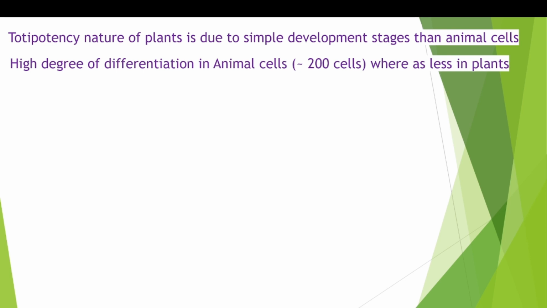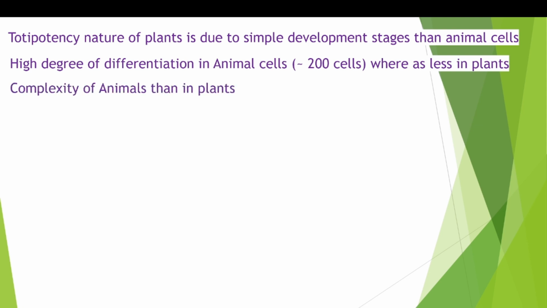There are different types of cells, highly differentiated cells. So that's why it is not possible for animal cells to easily de-differentiate and produce an entire organism. This is another reason why plant cells can do so: whatever plant cell you take, it can produce an entire plant because of this less differentiated nature.